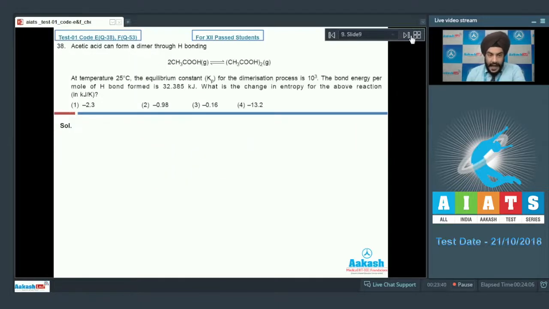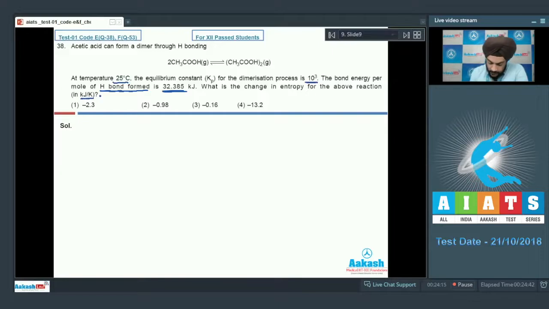Question number 38. Acetic acid can form a dimer through hydrogen bonding. So we have been given the reaction for that conversion. At temperature of 25 degrees centigrade, the equilibrium constant Kp for the dimerization process is 10 to the power 3 and the bond energy per mole of H bond formed is 32.385 kilojoule. What is the change in entropy for the above reaction in kilojoule per Kelvin?